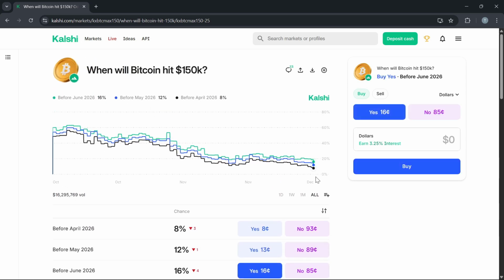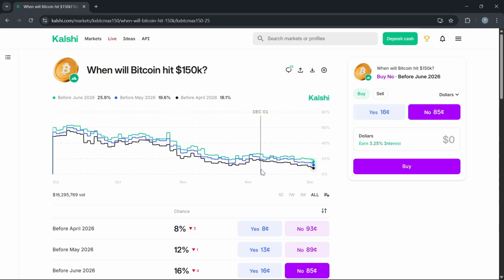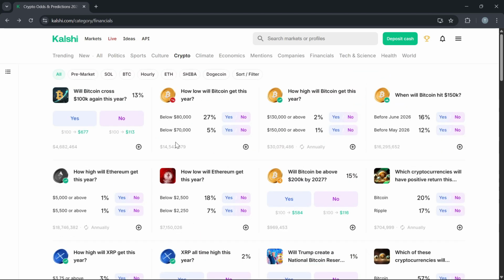Final tip. Kalshi is not gambling. It's a regulated prediction market, but there's still risk. Only trade money you can afford to lose.